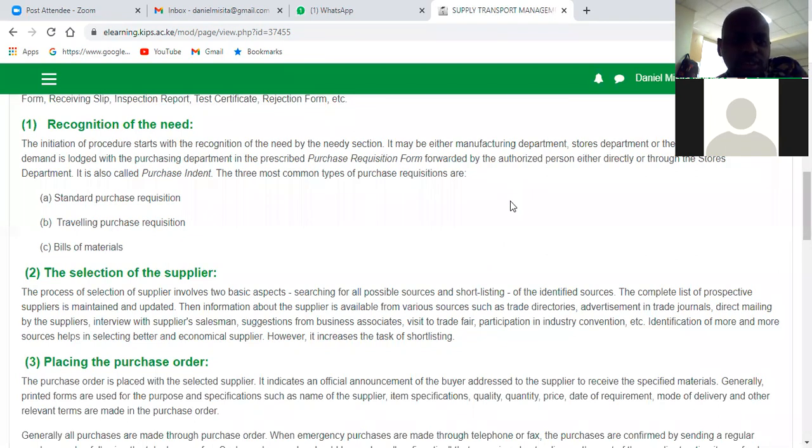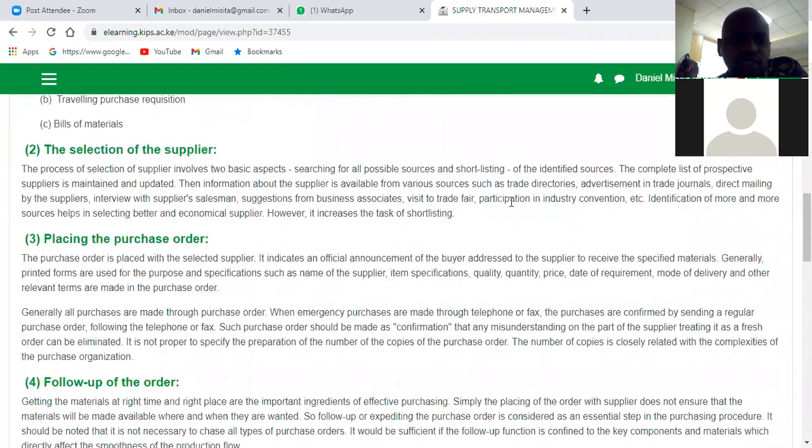So the second step is the selection of the supplier. So once you identify the need, you must be able to look for suppliers. You must be able to search for all possible sources of supply. And that is what normally happens. And after looking for those prospective suppliers, you must come up with a short list of those suppliers. So some of the information about suppliers can be available in various sources, like the trade directories, the advertisement in trade journals, the direct mails, and what have you.